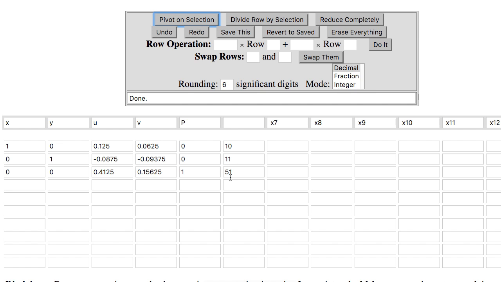I just have to read off the solution that corresponds to this simplex tableau. And the solution is x is 10, y is 11, and p is 51.